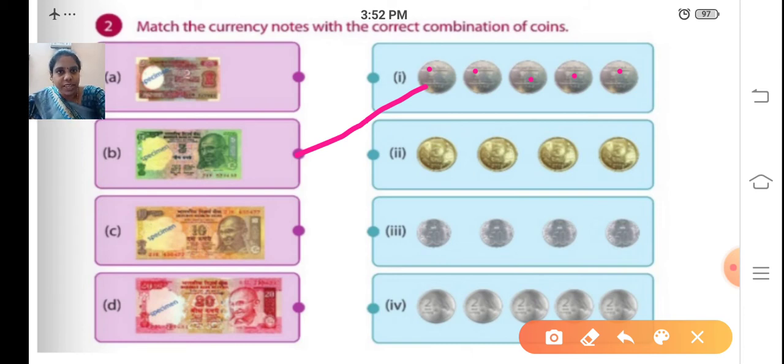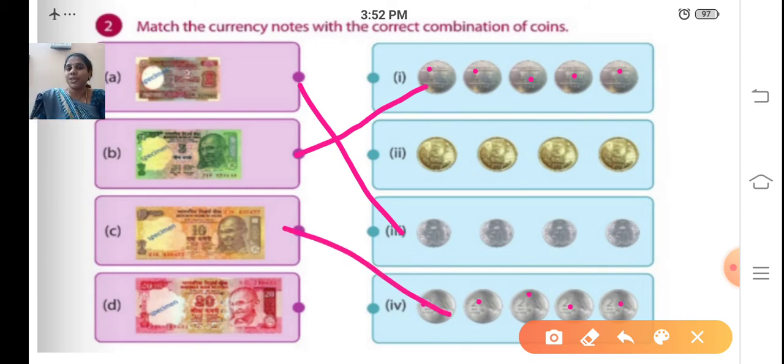So first one we did, second one we did, third one is 10 rupees. How will you get 10 rupees? Add a 2 rupee coin 5 times. 2 rupee. 2 plus 2, 4. 4 plus 2, 6. 6 plus 2, 8. 8 plus 2, 10. So we got 10 rupees. So if you have 5 2 rupee coins, just add, you will get 10 rupees. Now 20 rupees. Just add 5 rupee coins.